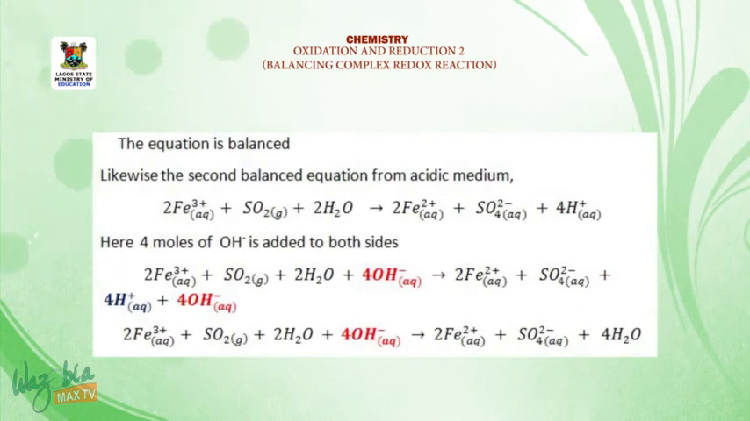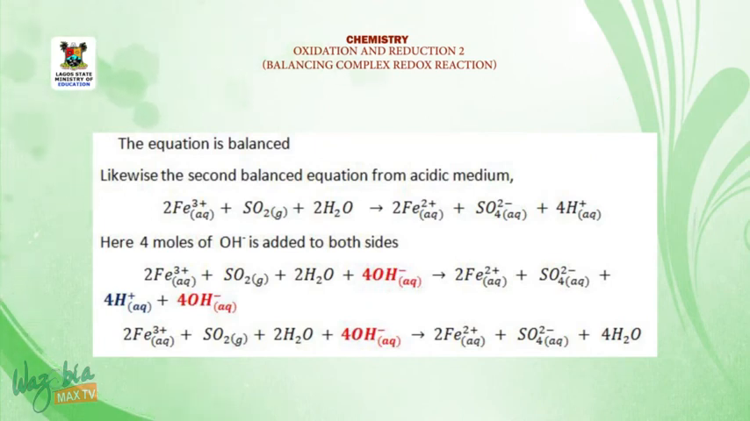Likewise for the second balanced equation from acidic medium, which is 2Fe3+ plus SO2 plus 2H2O to give us 2Fe2+ plus SO4 2 minus plus 4 moles of hydrogen ion. So we add 4 moles of OH minus to both sides, and so by adding it to both sides, what are we going to have?